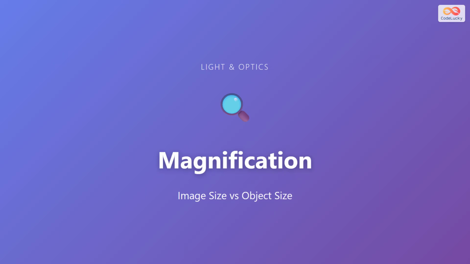Welcome to this lesson on magnification in the light and optics series. Magnification is a fundamental concept that helps us understand how images compare in size to their original objects. Whether you're using a magnifying glass, a microscope, or looking at reflections in mirrors, magnification tells us how much bigger or smaller an image appears compared to the actual object.